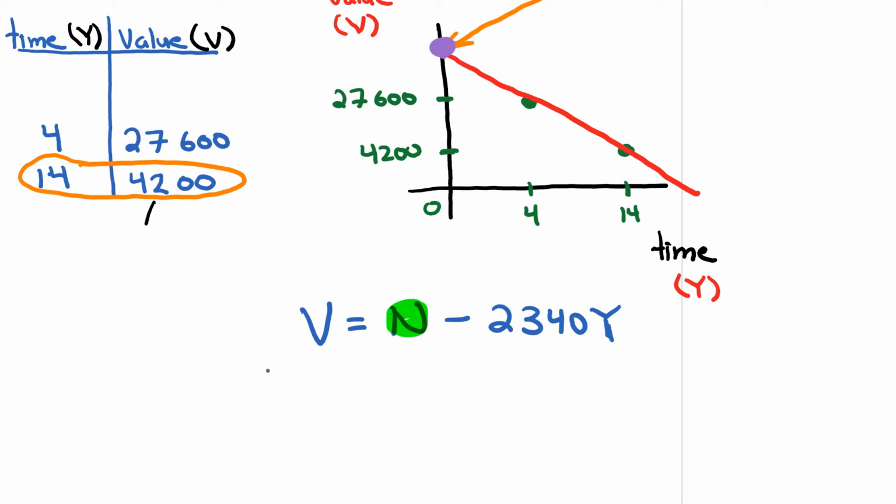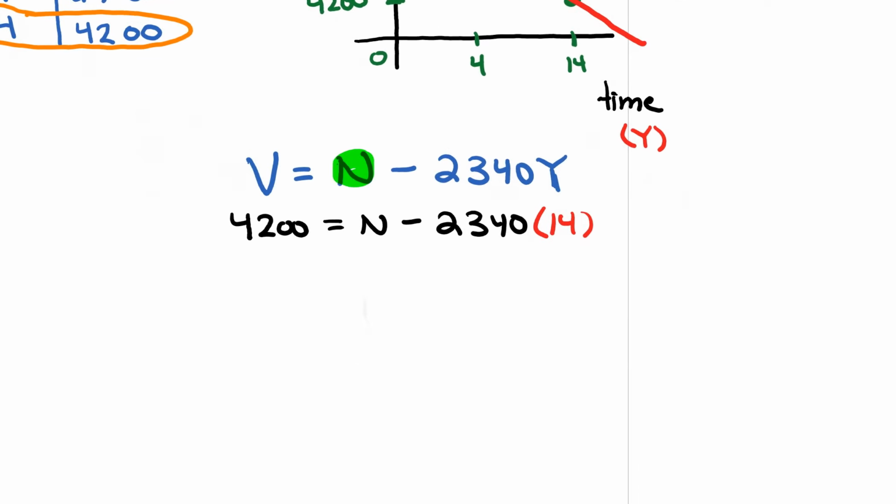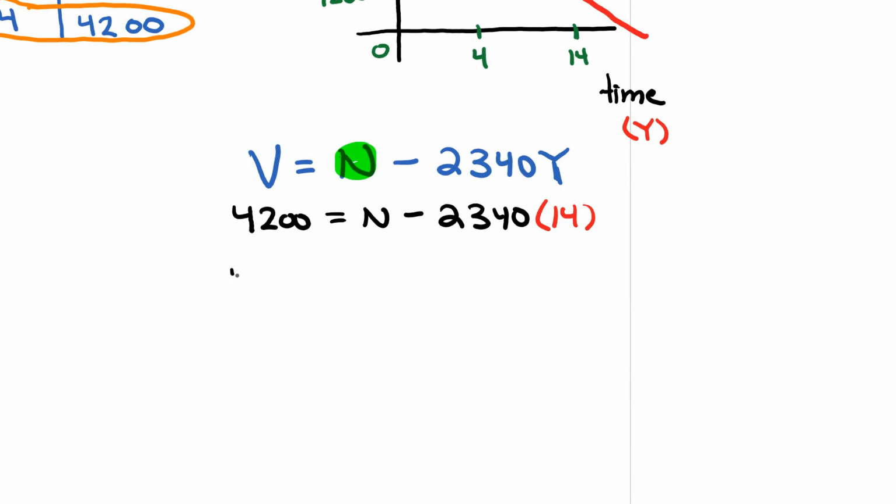So that means the v would now be 4,200 equals n minus 2,340. And what's the value of y? The value of y is 14 years. Okay, and then from there we just solve for the n variable. All right, so let's do that. So that's 4,200 equals n minus, and if I go to my calculator and compute this, 2,340 times 14, that's going to be 32,760.